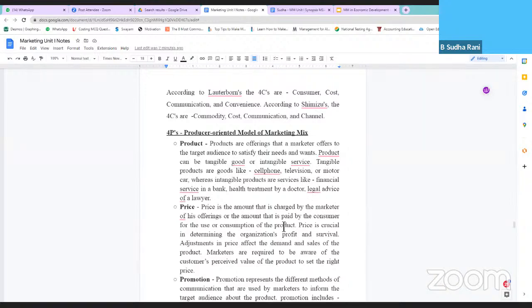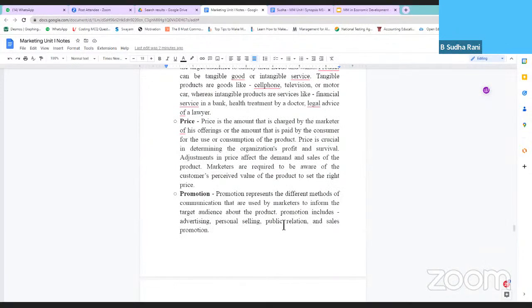Next one is price. Price is the next element of the marketing mix, and it is the only element which generates revenue. Remember, you can also expect this in the short answers. Among the 4 P's of the marketing mix, only price generates the revenue. How to charge the price is a big task for the producer, the marketer, because he has to charge a price which meets the customer expectations and can sell in a competitive way.